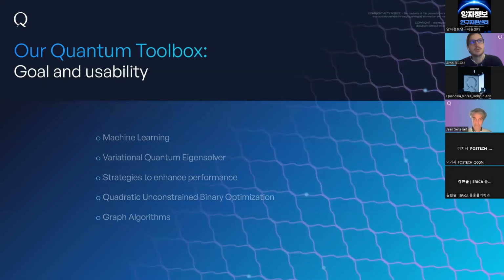So the first release of the toolbox is planned before the end of the year, and then we continuously improve it and let you know via Medium posts and LinkedIn posts of the newcomers, the new algorithms that are running.